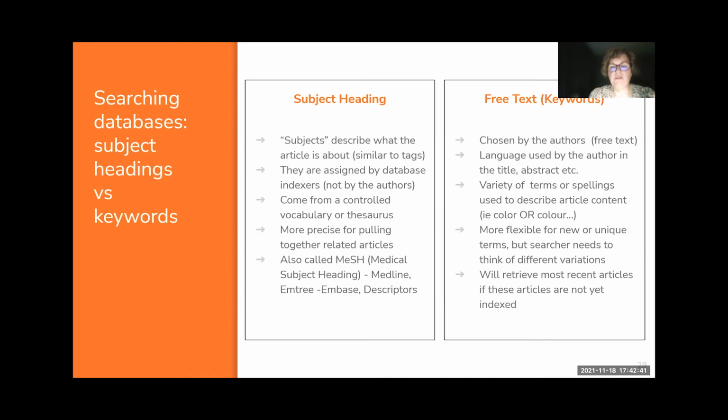So the main thing for me here is to talk about subject heading versus keyword searching. The databases that I just mentioned all have subject headings. What are subject headings? They describe what the article is about. It's like a tag or hashtag, if you wish. They are assigned by the database, basically. It's done after the fact. It's not something provided by the authors. It's a controlled vocabulary or thesaurus, and it's more precise for pulling the good articles on your topic.